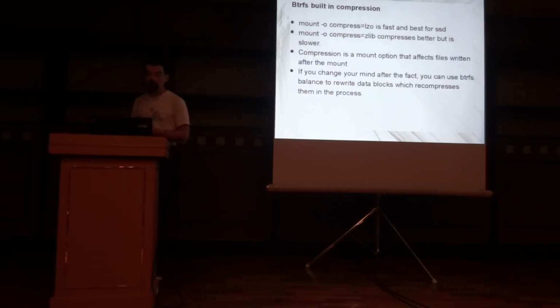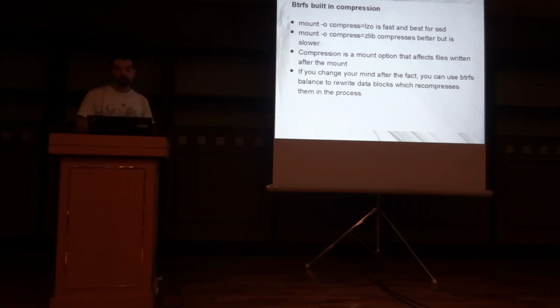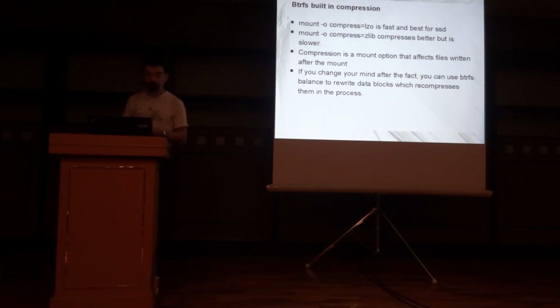I mentioned compression. You have two kinds. I would say LZO is faster, zlib is actually better. If you have a hard drive, zlib is probably quite fine. I tend to use LZO on SSDs because SSDs are very fast. And then compression is something you can change after the fact. So every time you mount your file system, you can say whether you want new files to be compressed with one or the other. And you even have a way to say, hey, rewrite all the files to be recompressed with the new compression that I just chose.